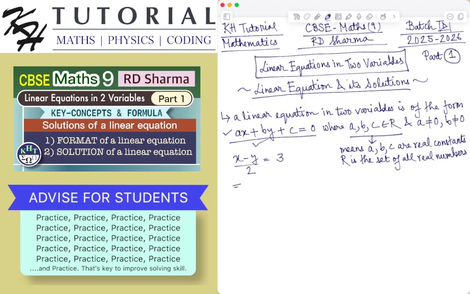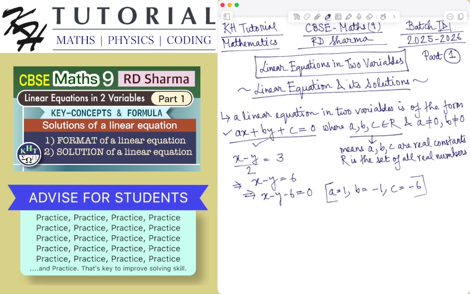How? Doing cross multiplication, x minus y is equal to 6, and I can bring the 6 to the left hand side. I will bring everything to the left hand side, so the right hand side will be 0. So this is x minus y minus 6 equals 0. Now in this example, we see what is a. a is 1. What is b? b is minus 1. And what is c? c is minus 6.